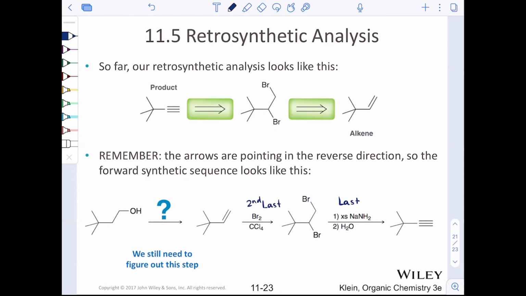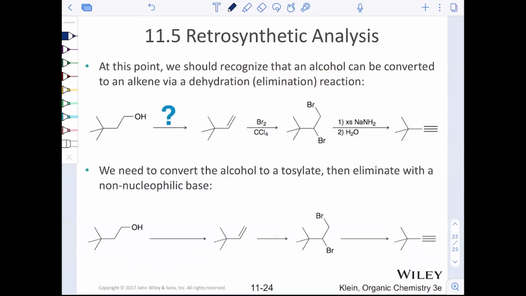All right, and we're getting closer and closer. We still need to figure out how to get that alcohol to do something, right? But we are getting closer. We can see that last step of converting our alcohol to an alkene. How do we make an alkene from an alcohol? It's an elimination reaction. An alcohol can be dehydrated or eliminated in one of the ways we talked about before. Make it a good leaving group.